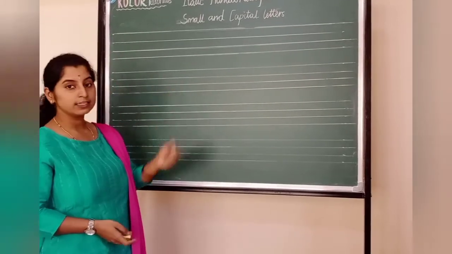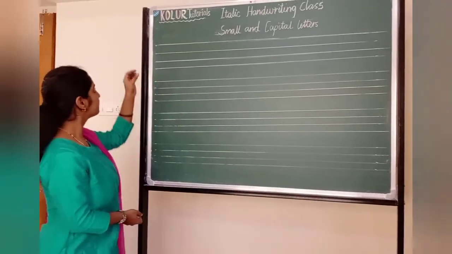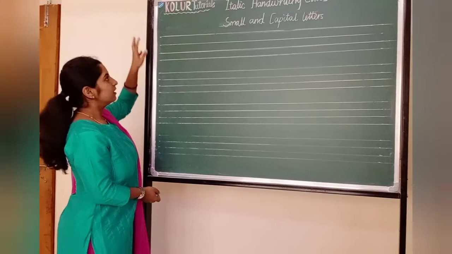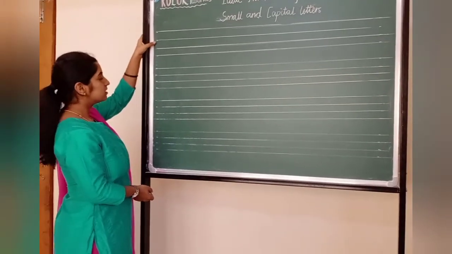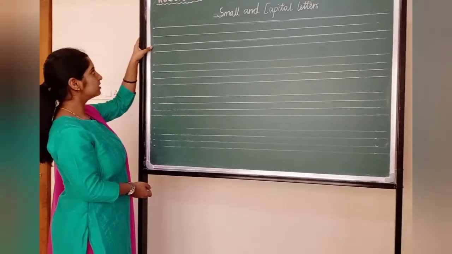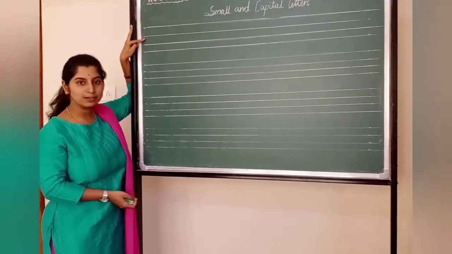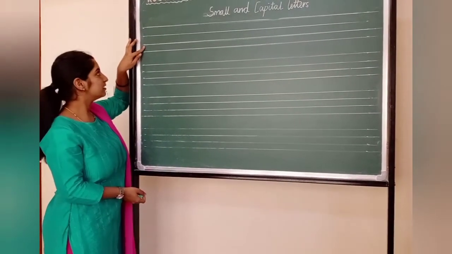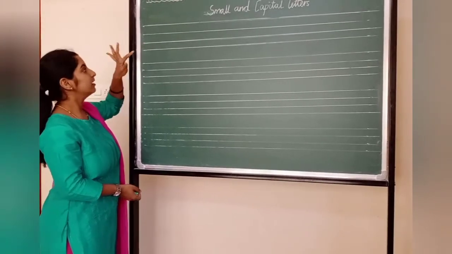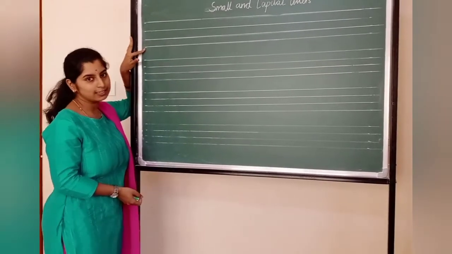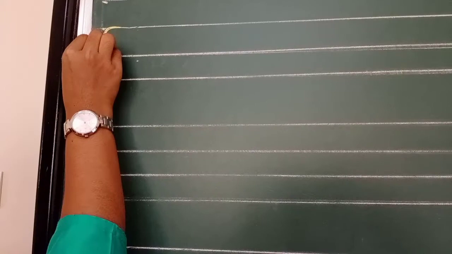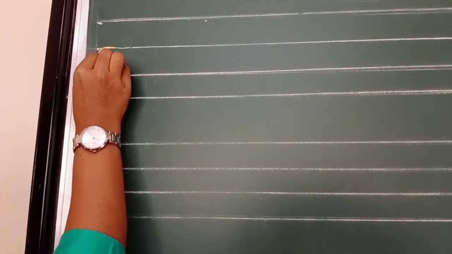All small letters, see here. Do you remember these lines? The names of these lines: the first line is the ascending line. The second line is the middle line. The third line is the base line. And the last one is the descending line. Yes. Line to base line.